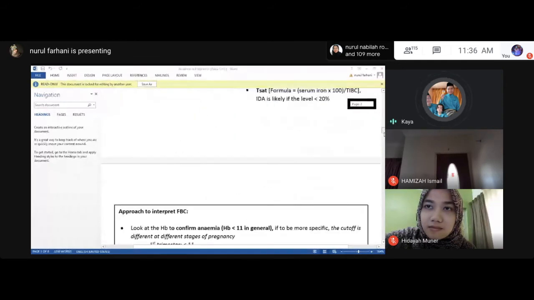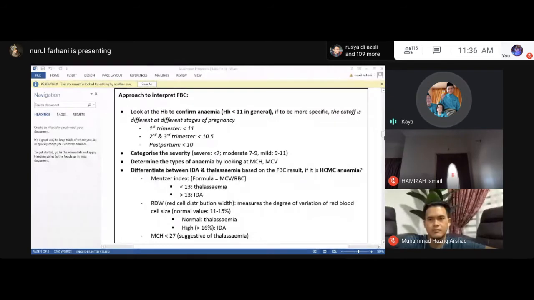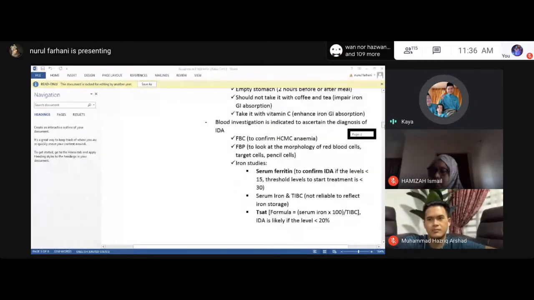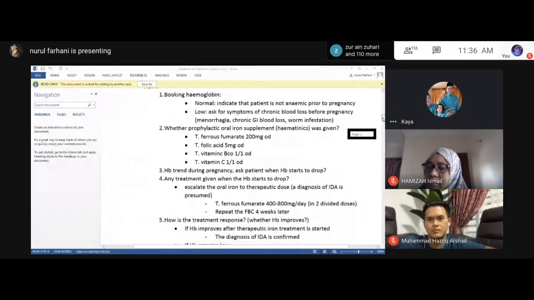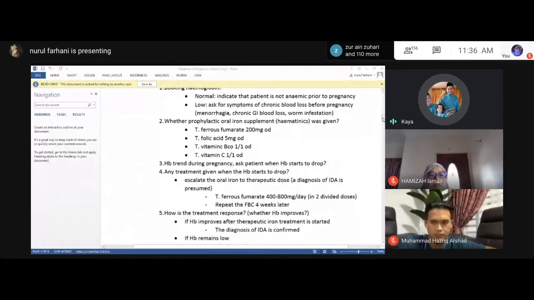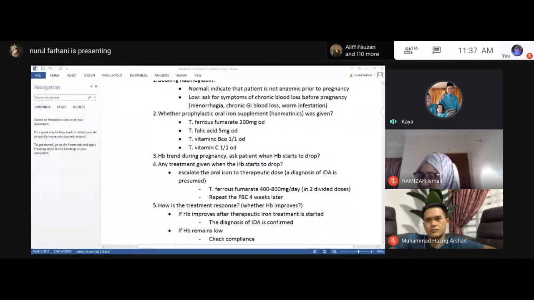Okay, stop here. A bit higher before we approach interpreting the FBC. So basically, women will have hemodilution due to the physiological body process, so we expect women to have anemia in pregnancy. Even if mothers at booking do not present with anemia, we still usually prescribe iron supplements because the progress of pregnancy is expected to cause hemodilution. This is number two, the prophylactic iron supplementation, together with other medications that we usually prescribe mothers at booking.